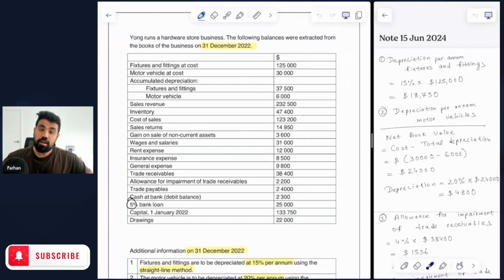My name is Farhan. In today's video, you will learn to prepare the Statement of Financial Performance, which is also known as the income statement, and the Statement of Financial Position, which is also known as the balance sheet.